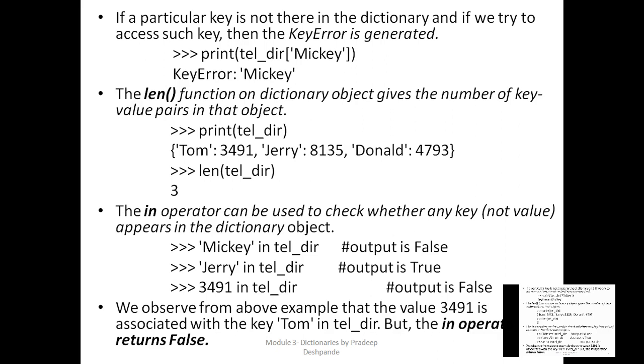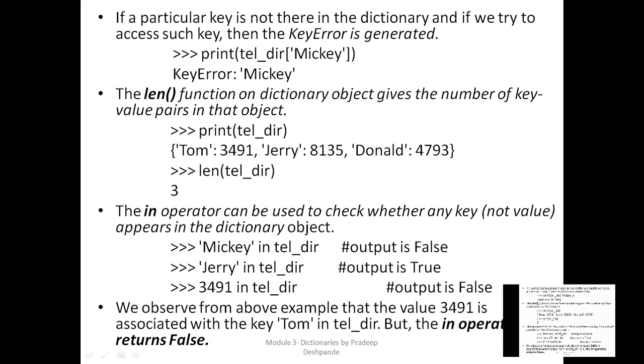We can use the length function for a dictionary to check the number of key-value pairs in that particular object. If you print the telephone directory, it contains three values here, Tom, Jerry and Donald, and if you find the length of this telephone directory, it is 3. Tom colon 3491 is considered as one element, because it is a key and a value. This is one element in a dictionary. So the length function fetches the number of elements present in the dictionary.